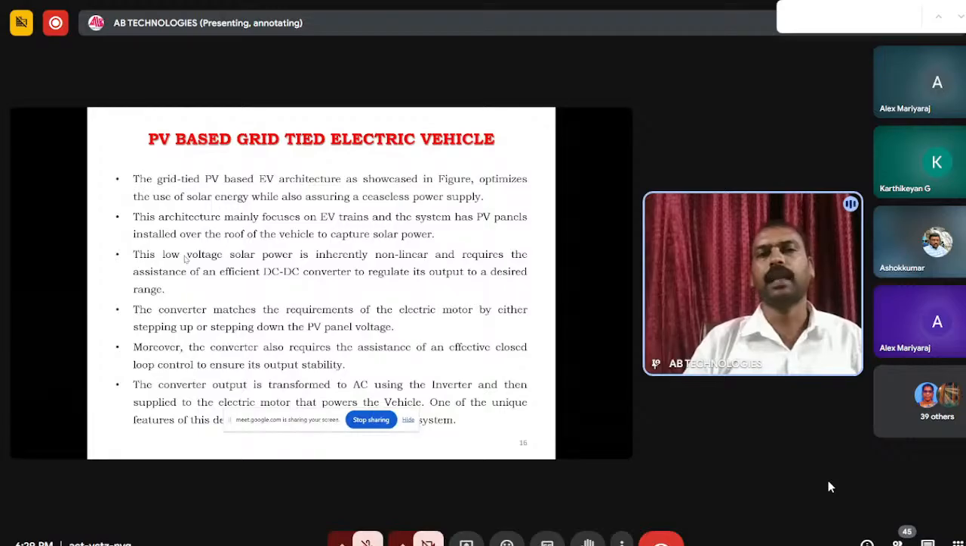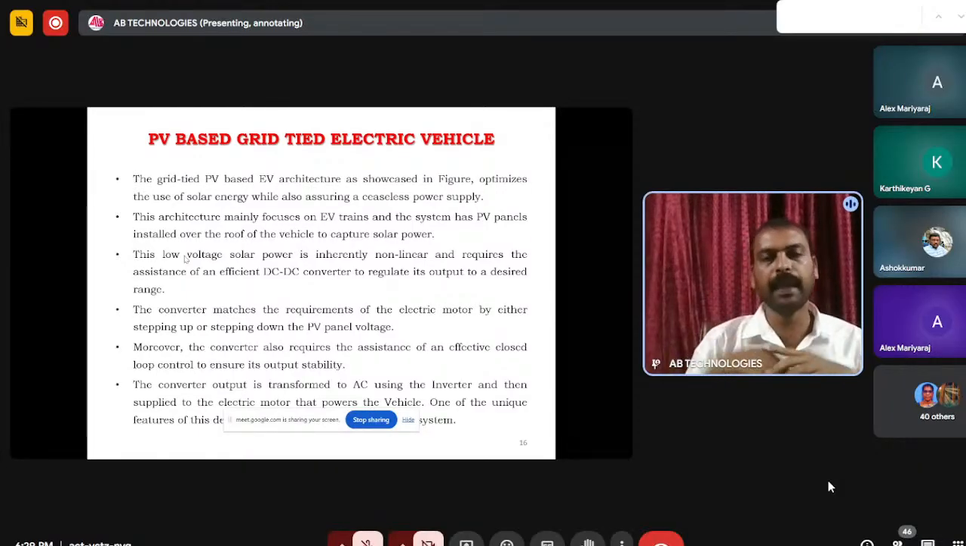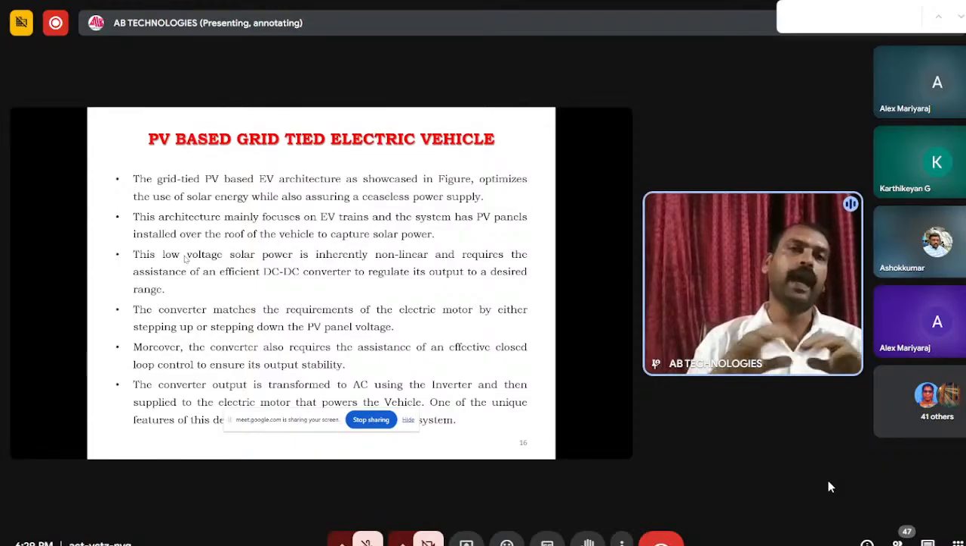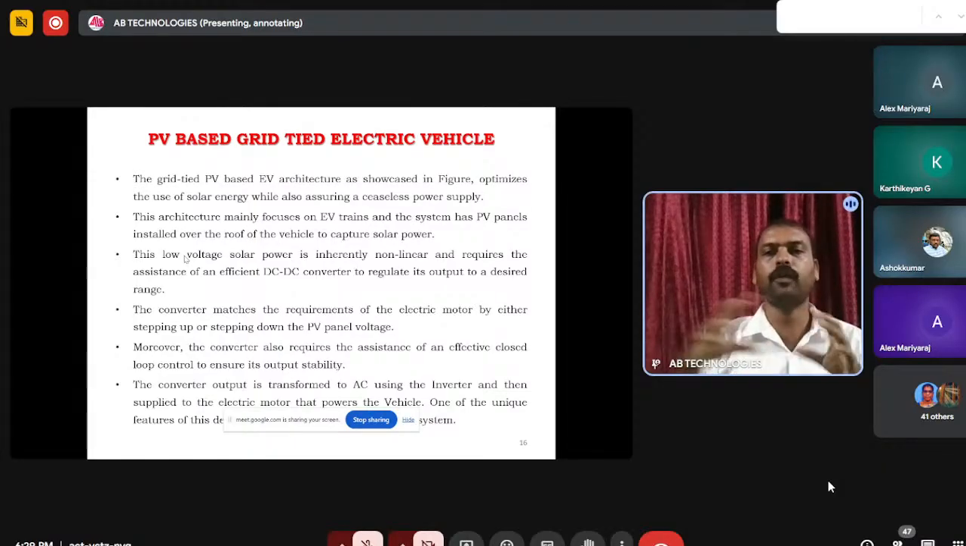Next I will explain about the PV based grid-tied electric vehicle. Better you consider the example of the electric train. I am not talking about the car or bus. You can take the electric vehicle as a train, a locomotive application. In the train, you can arrange solar panels on the roof, and from the solar panels we can take the power. That power we can inject into the motor during daytime. If we arrange solar panels on 3 to 4 compartments, we will get sufficient power to run the motor.